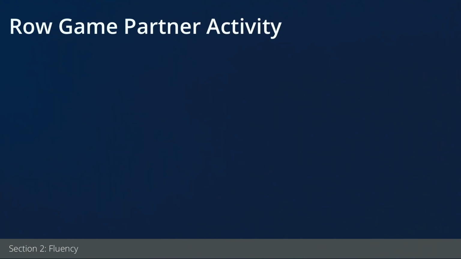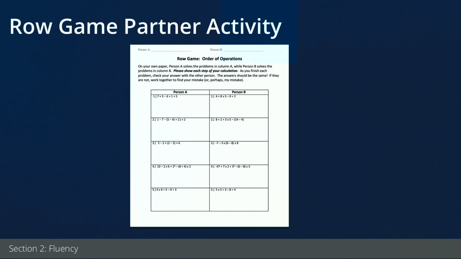Here in this activity, students are going to play the row game. Here with the row game, you can see that person A is going to solve the problems in one column, and person B will solve the problems in another column. And then as they finish, they're going to check each row. The answers should be the same.